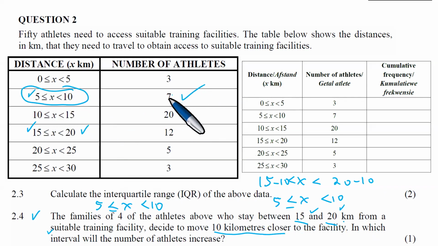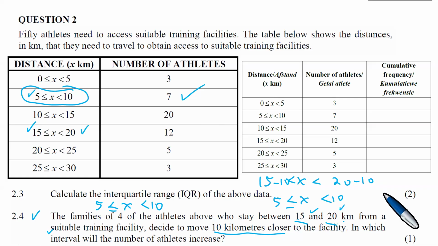If you expect that to increase from 7 athletes, there are going to be more athletes staying in that distance of 5 to 10. Families of 4 of the athletes decided, we are staying far, we want to move closer. So those who are closer, 5 to 10, will therefore increase above 7. So think about it and make sure you understand this question. Okay, let us look at the next thing.